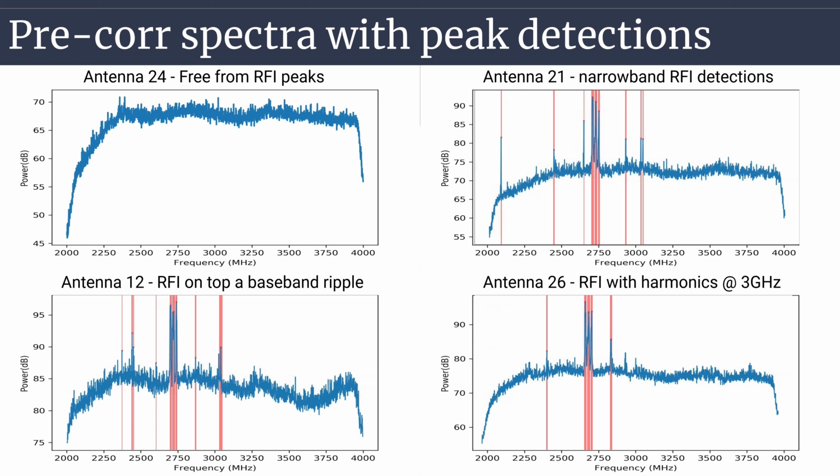Also, because of where we sample the data stream, the bandpass is still present, as you can see on the edges of these spectral windows here. And then the red lines are what the peak detection finds and writes into the database.